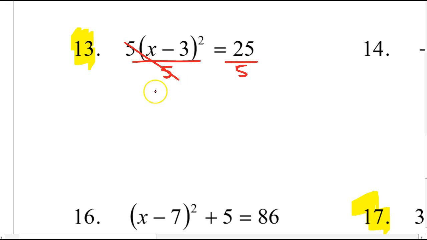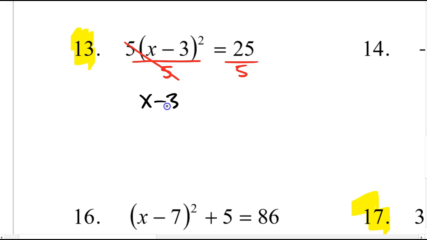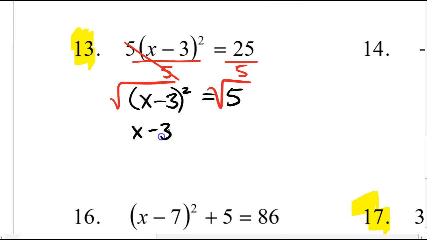Those 5's cancel out. And then I have (x minus 3) squared equals 25 divided by 5, which is 5. And then do the steps as before. Square root of the left, square root of the right. And I'll have x minus 3 equals, square root of 5 gives us a decimal number, so we'll just leave it in the square root. And don't forget, plus and minus square root of 5.